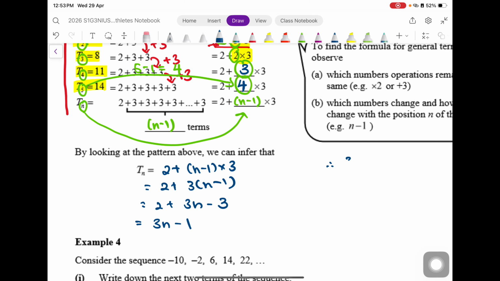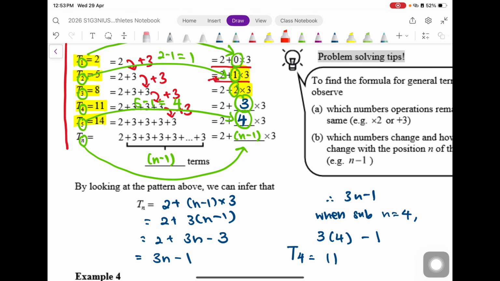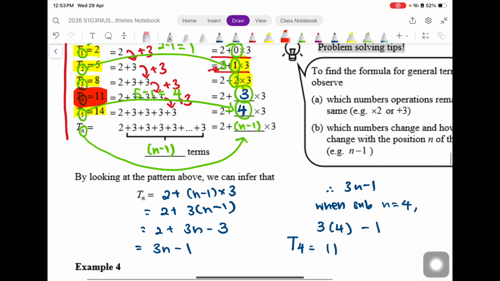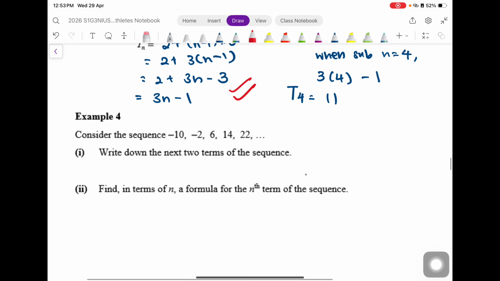Now, how to check during the exam would be when you sub in. Let's sub in 4. I will have 3 times 4 minus 1. Press the calculator, I will get 11. So Tn here is now T4 because I get n to be 4. Sorry, when I sub in n equals to 4, I'll get T4 equals to 11. So I check my term 4. My term 4 is here. Is it equal to 11? Yes, it is. So I am 100% confident that Tn is 3n minus 1.